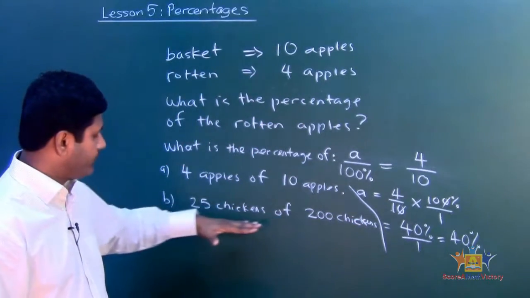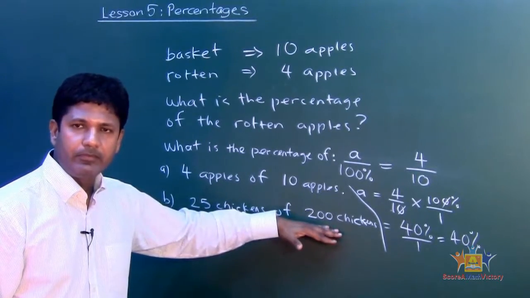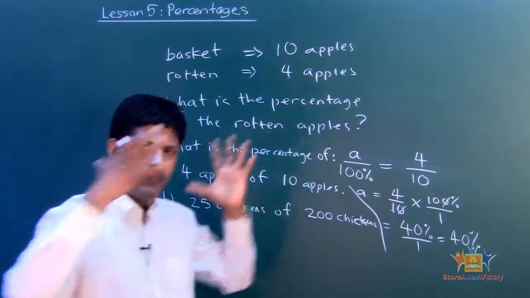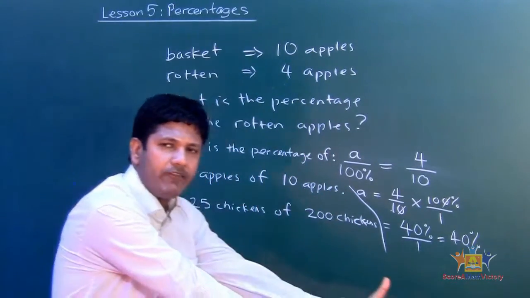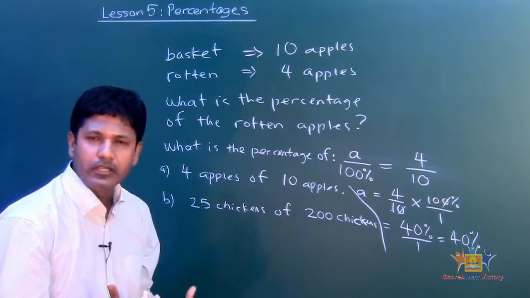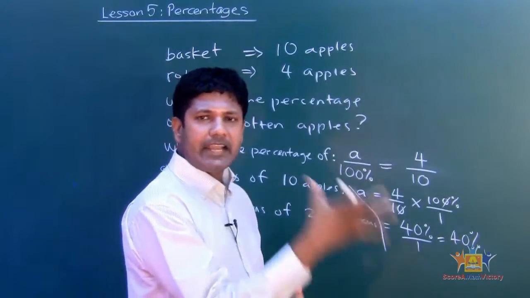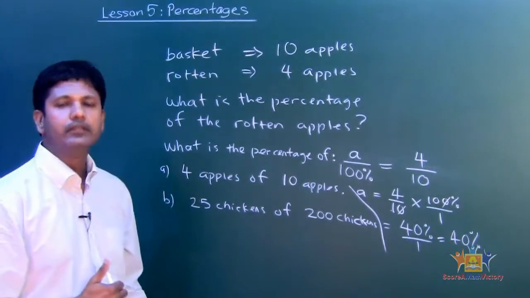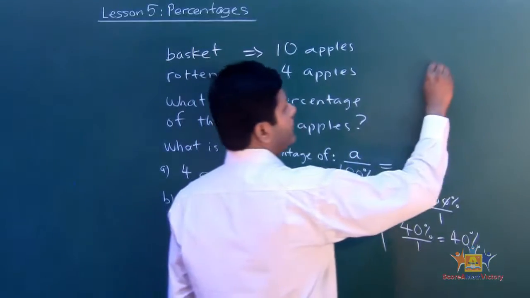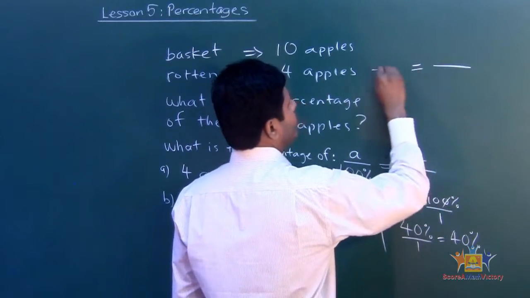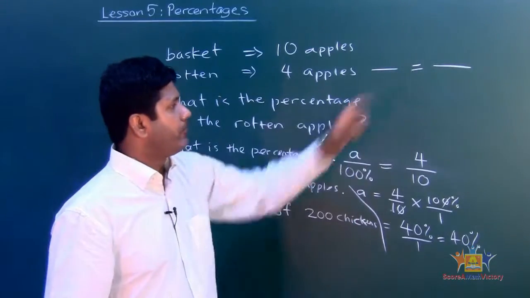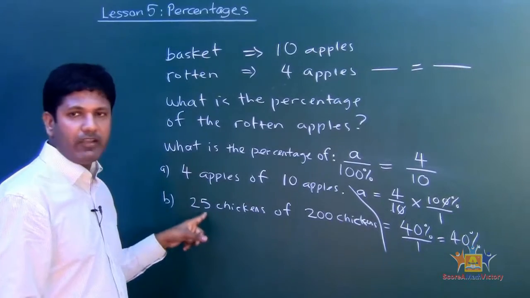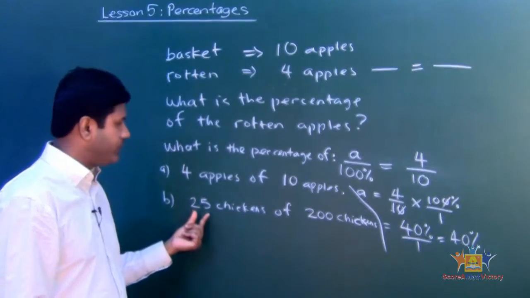First, let's understand. 200 makes how many percent? 100%, because that's 100 percent of the chickens in that coop. And I want to find out if I were to take 25 chickens out, what is the percentage of chickens that I took out of the coop. So what method am I going to use again? The airplane method, okay? So I'm going to put the airplane, that's the wing, and that's the body of the airplane. We want to find the percentage for 25 chickens, okay?